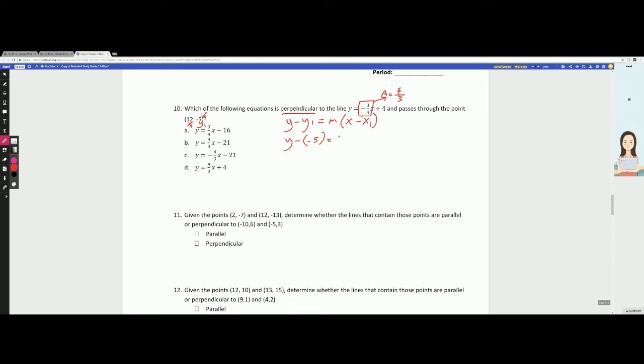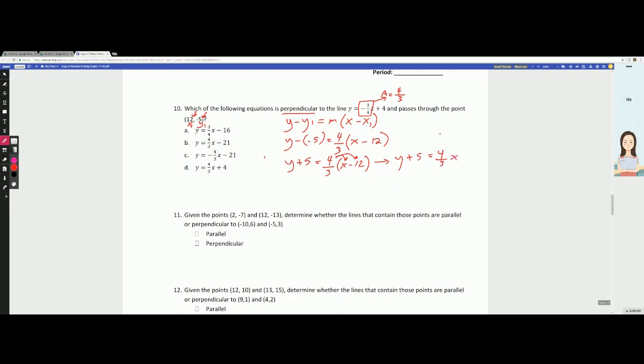Equals our slope, which again is going to be 4/3, times x minus the x value that they want, which is 12. Y minus a -5 is really just y plus 5, equaling 4/3 times x minus 12. If I go ahead and rewrite this, I'm going to distribute the 4/3 to everything inside my parentheses. I'm going to get y plus 5 equaling 4/3 x.